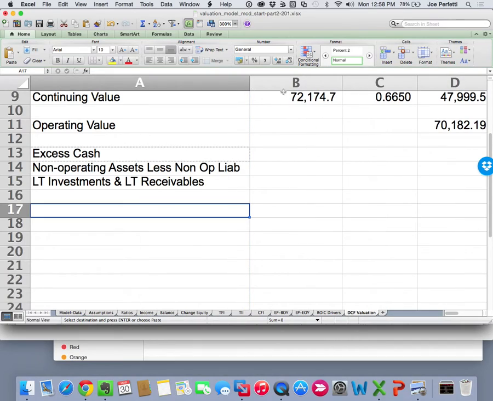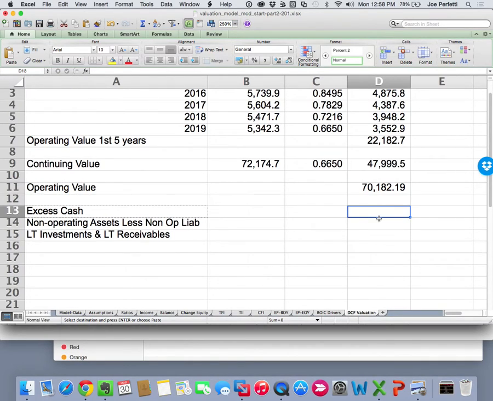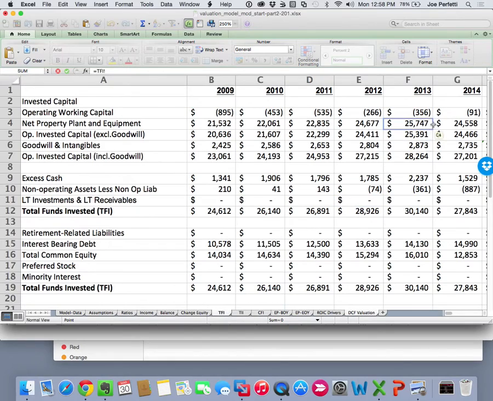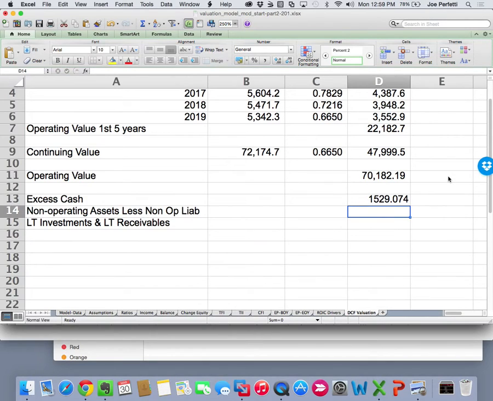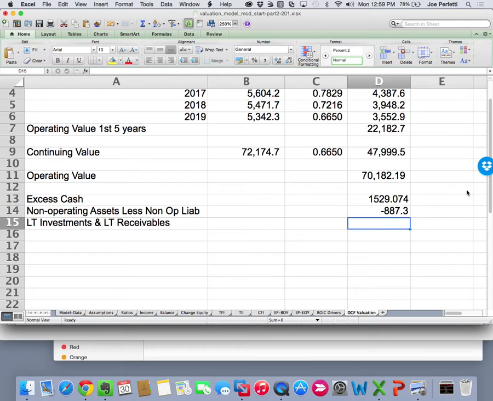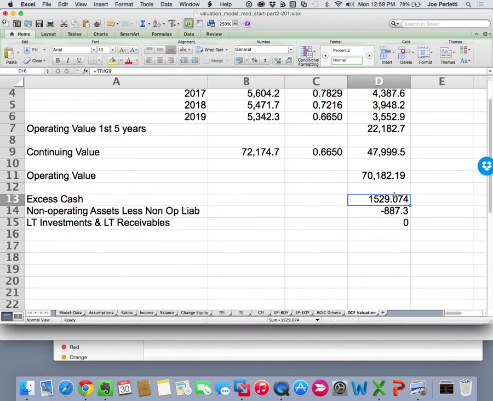Now, here's the thing. For excess cash, I want to use the current cash of the company. That's already in present value. So equals, from the TFI, the 2014 excess cash balance, which was the last reported year. The non-operating assets equals, from the TFI, the 2014 value of the non-operating assets net of the non-operating liabilities. Long-term investments, from the TFI, equals 2014 long-term investments. Those are already in present value, so I don't have to discount them.